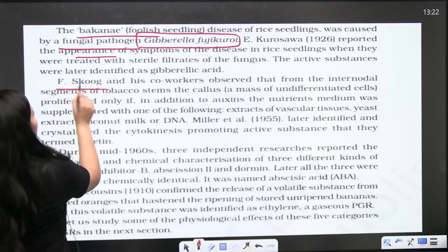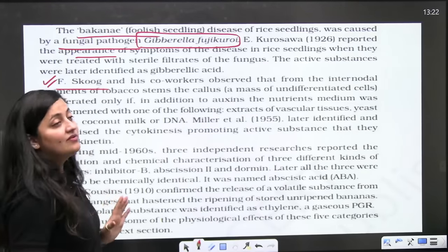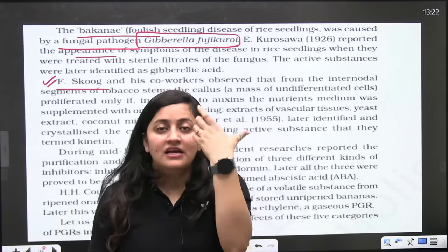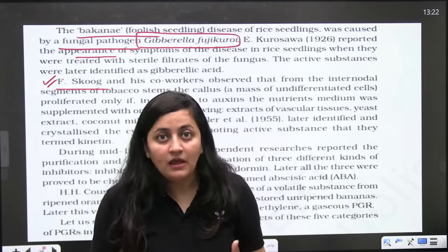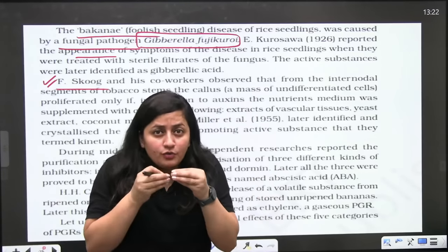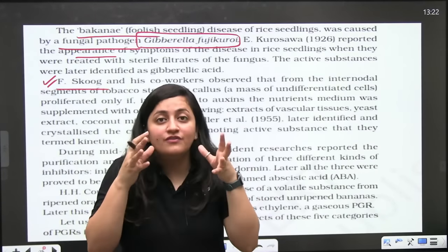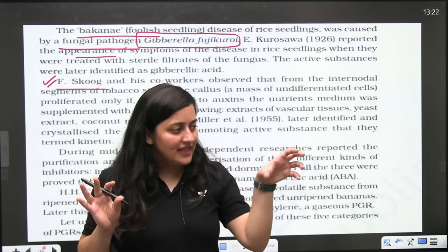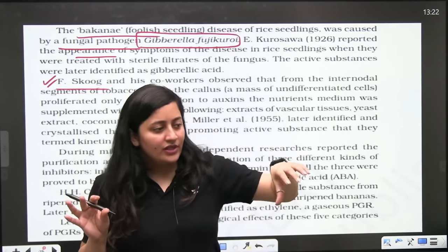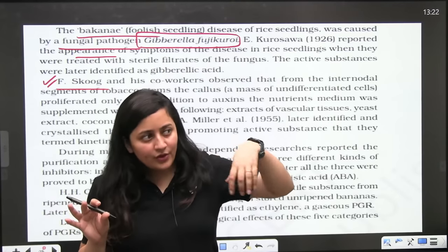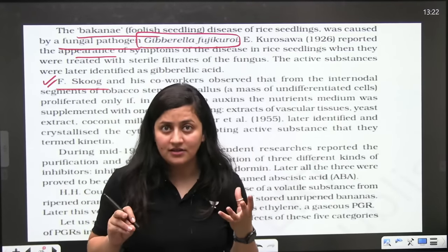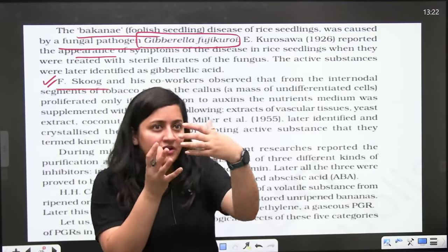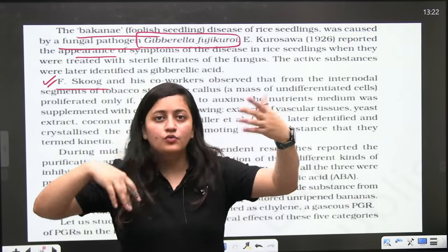Then when you talk about the discovery of cytokinin, this discovery was very interesting. The word is cytokinin. It is related to cell division. It is the plant hormone which does the excess of cell division. Its discovery was very interesting. Some scientists were doing tissue culturing. They were making the callus, but the growth was not occurring properly. The cell mass was forming, but further growth like root and stem was not there.